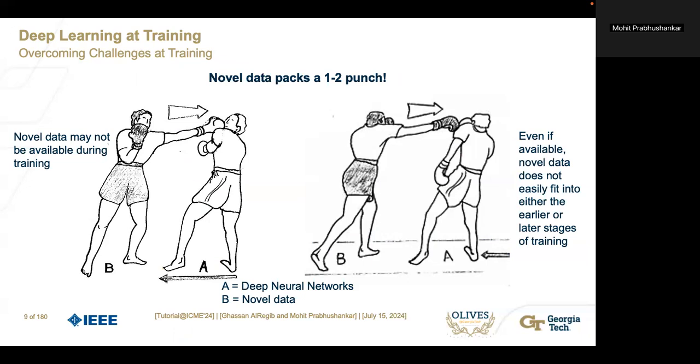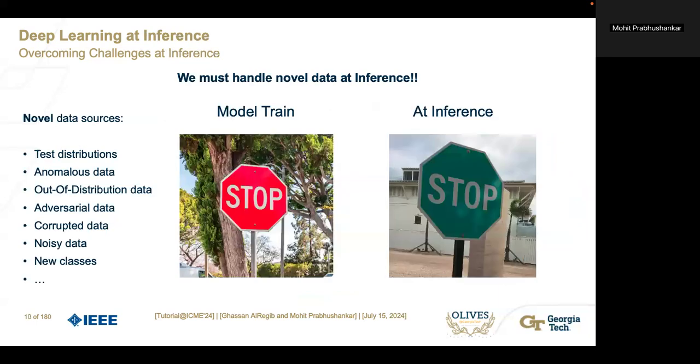So novel data basically packs a one-two punch. Essentially, you might not have access to novel data. But even if you have access to novel data, you don't know when it needs to be part of your training. Is it at the beginning? Is it at the end? It's not very clear. And this is a problem for novel data, essentially. And this is why we say that we have to handle this novel data at inference.